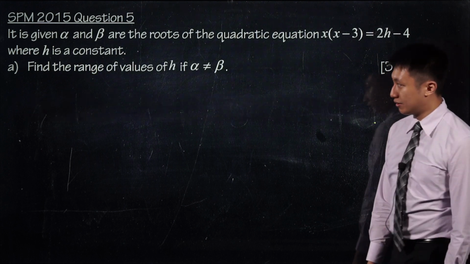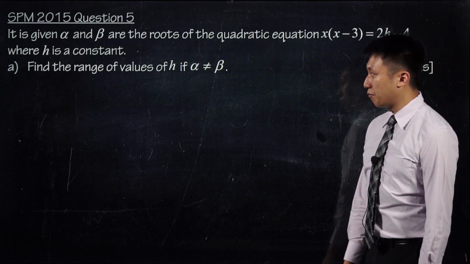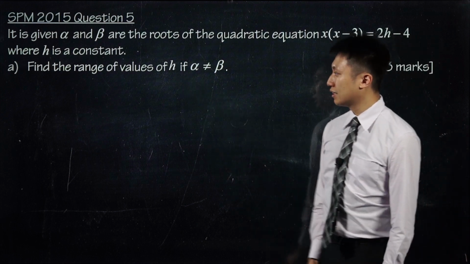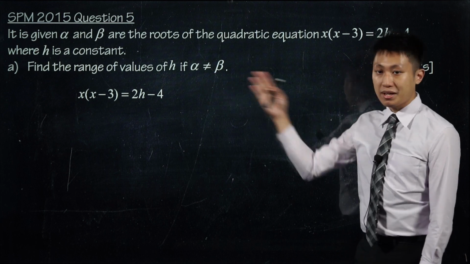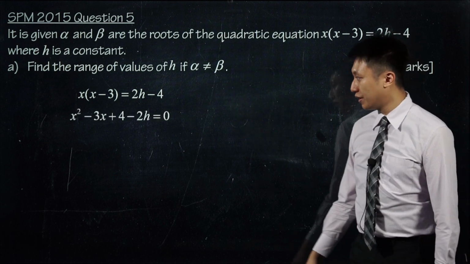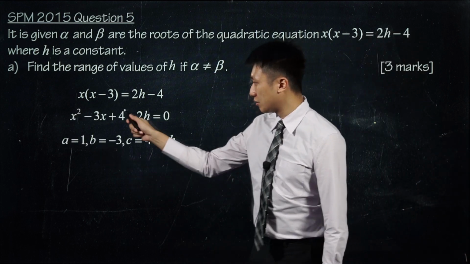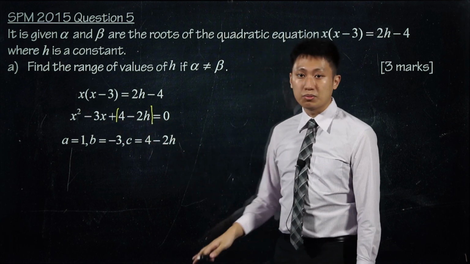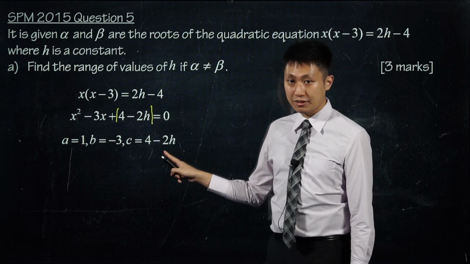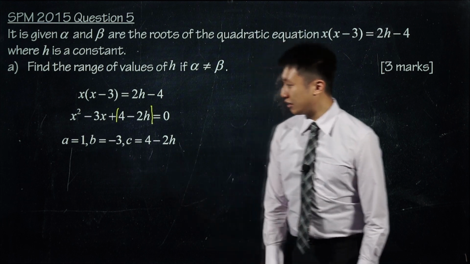All right, so let's move on. We want to find the values of h. So what we do, we expand it, write properly first. So it will give you this thing. So I write this one here. I put a bracket to tell you that that's C. Okay, that's C. A and B is easy to see.